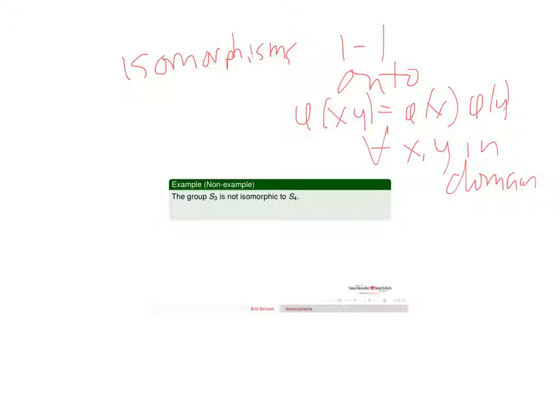But let's start with a couple of non-examples here. S3 is not isomorphic to Z2 (two groups). Why is this? They have different orders, so they can't be one-to-one and onto. So isomorphic things have to have essentially the same number of elements. If it's finite, they have to have the same order. If it's infinite, they have to be the same sort of infinite. You couldn't have countable being isomorphic to something that's uncountable. But you need one-to-one and onto. So here's another non-example.